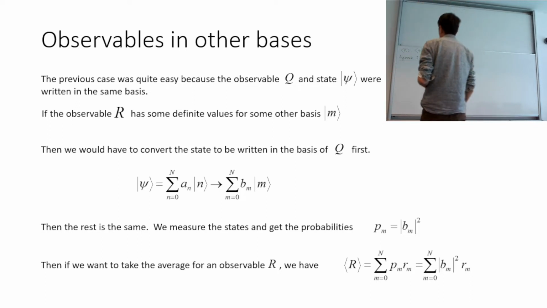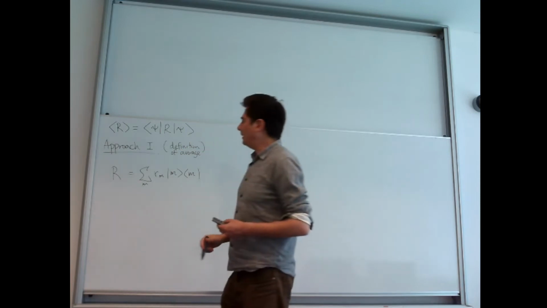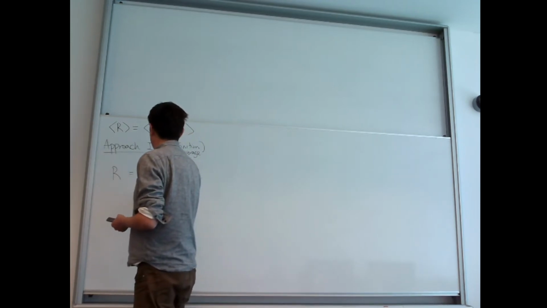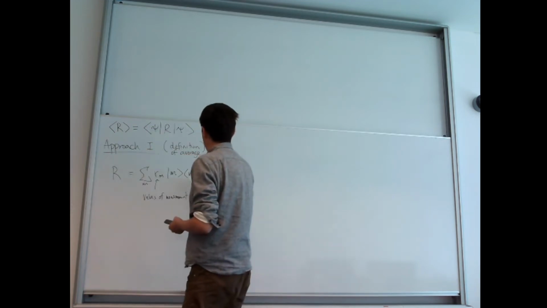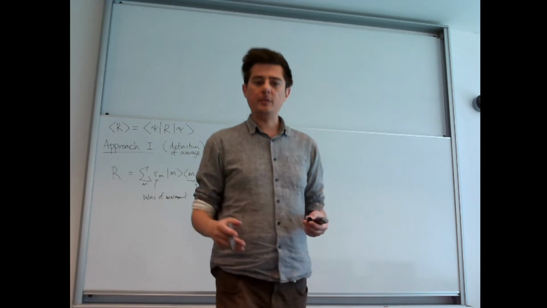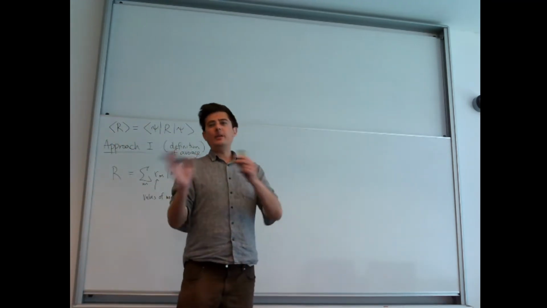What we've got here is an observable R. So basically we've got our observable R, and these are the values of the measurement. And then this M here is basically the measurement basis. That's the basis that we're going to form our measurement in. And remember, maybe the slide before this one, we did measurements in different bases, right?